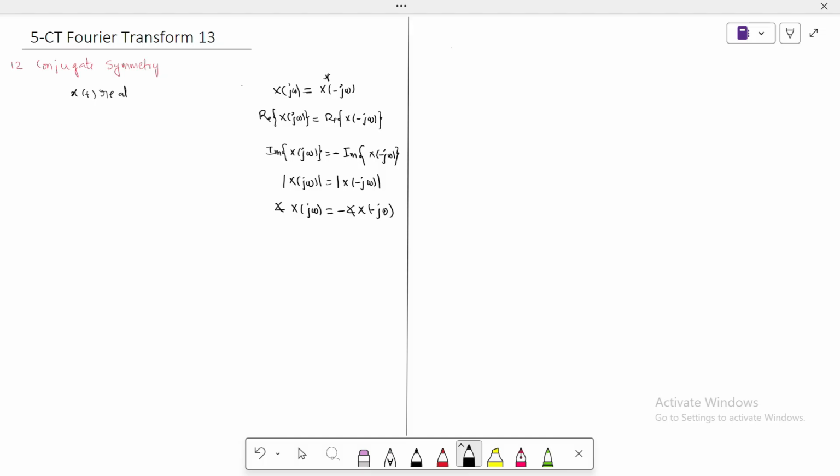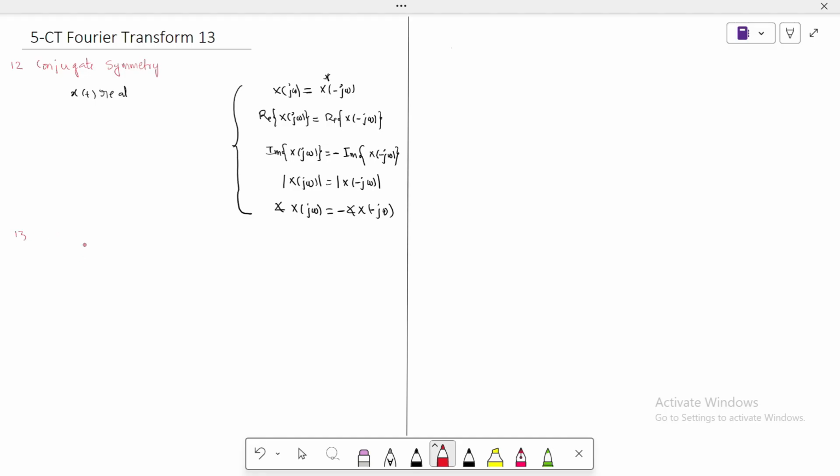So these are very important. You may expect a question from this concept, so be careful. Once you learn it here, the same concept you can apply to the continuous time Fourier series and discrete time Fourier series, and even the discrete time Fourier transform also has the same concept. So next, 13.